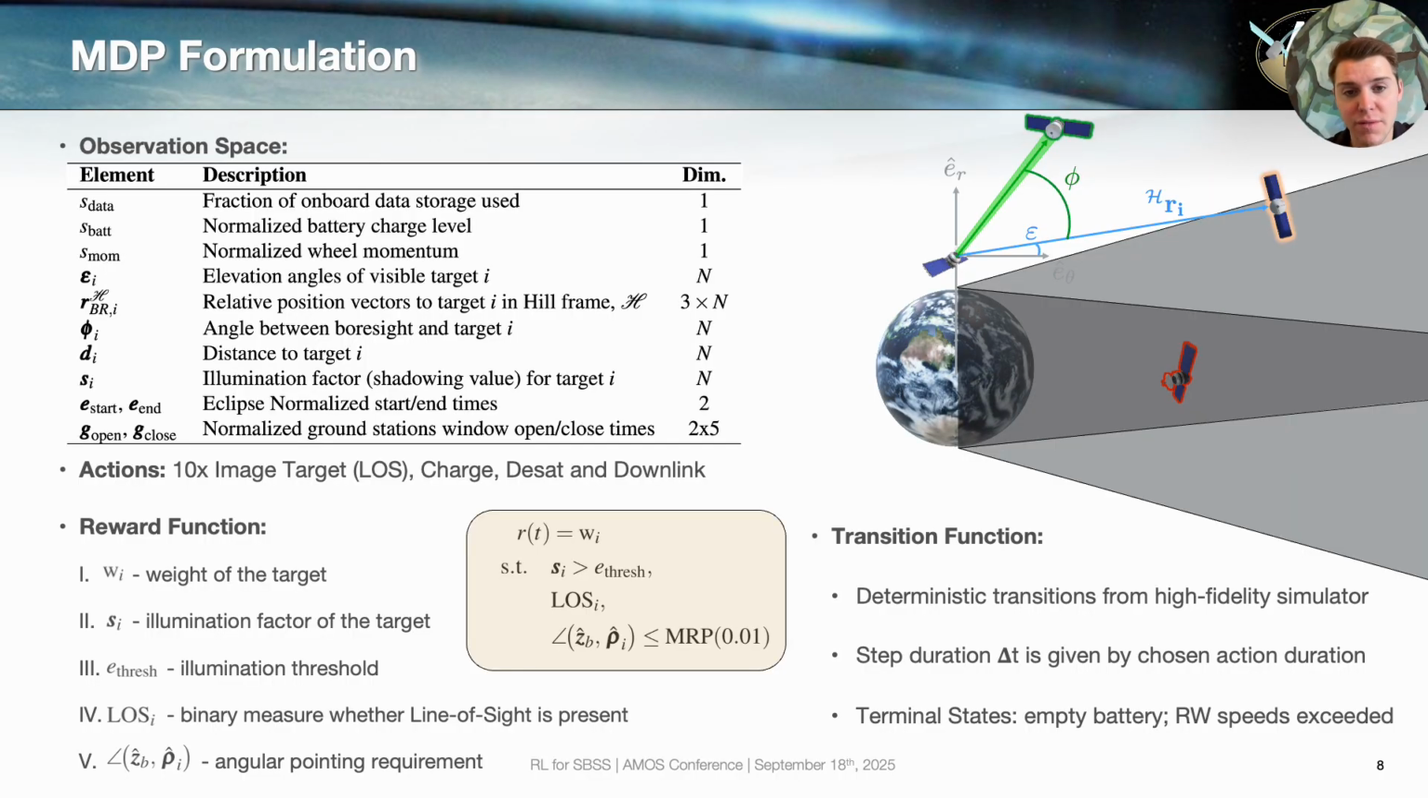In terms of the transition function, here we're looking at a deterministic transition, which comes from our high fidelity simulator Basilisk. The step duration delta t varies between the actions, so an imaging action has 300 seconds, but charging, desat, and downlink may have varying durations as well. And we terminate the episode whenever the satellite runs out of battery, or if the reaction wheels are too fast.